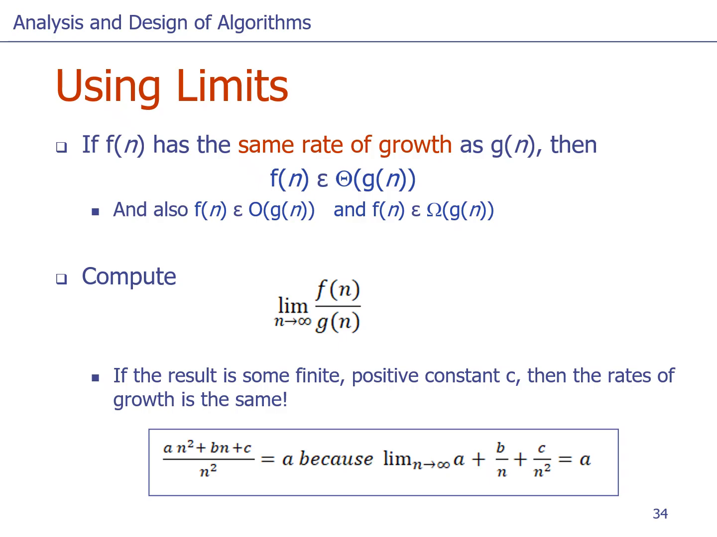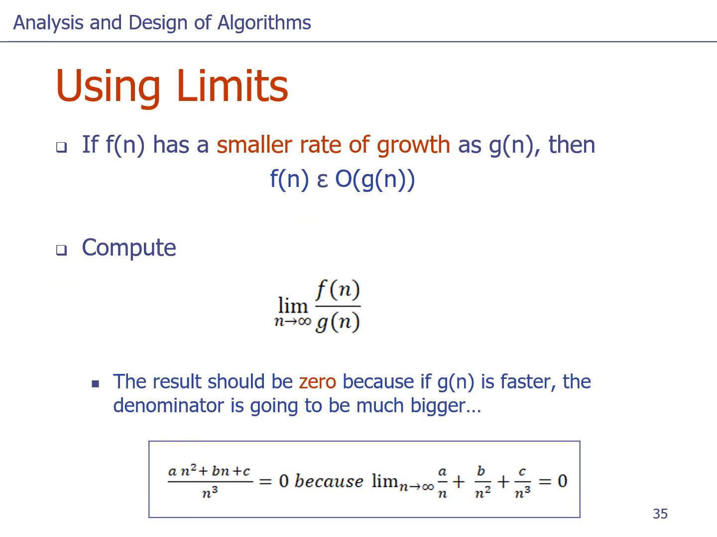Now the way you apply this is the reverse of my explanation. If I ask you to prove that f of n is in theta of g of n, you divide f of n by g of n and take the limit as n goes to infinity. And if the result of taking the limit is a constant, then you conclude that f of n and g of n must have the same growth rate, and consequently f of n is in theta of g of n.